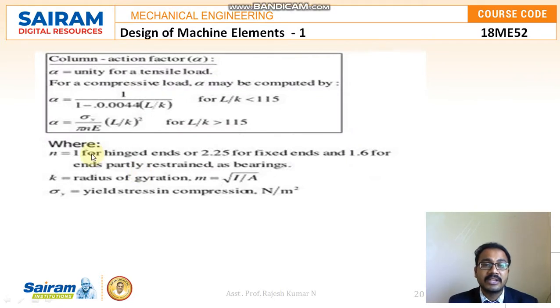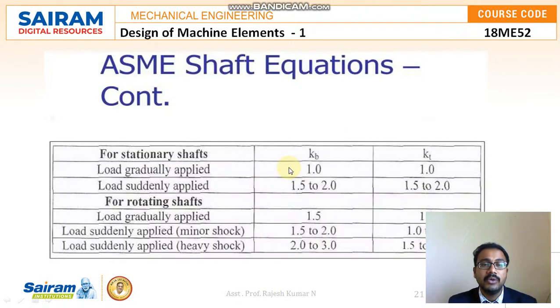And for the column action factor, alpha is unity for a tensile load, and L by K should always be less than 115, and alpha is given by the equation for L by K greater than 115 for the compressive load. The factor of safety values are also given, from 2.25 to 1.6, which we can adopt. And these are the shaft equations, continued here for the different loads.